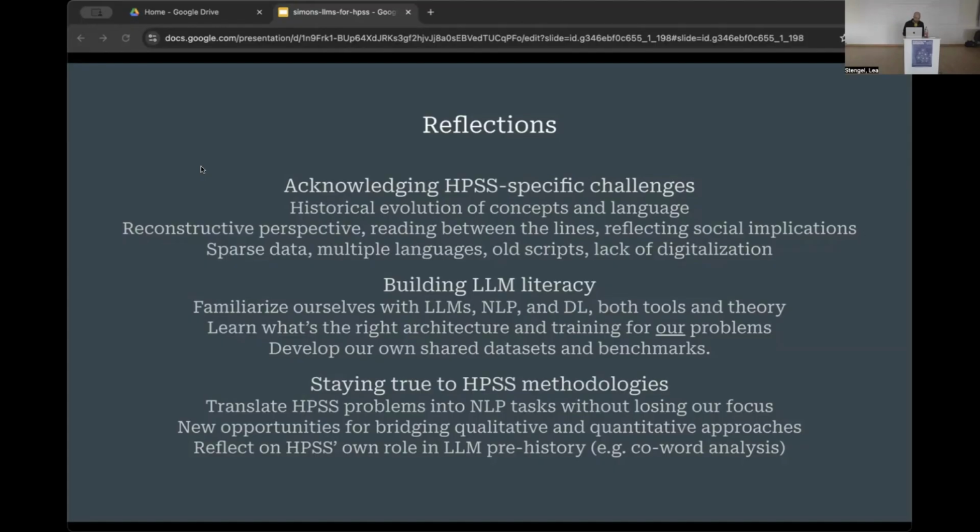And then we have problems like sparse data, multiple languages, old scripts, and all of that stuff. I think, therefore, we should build some LLM literacy.